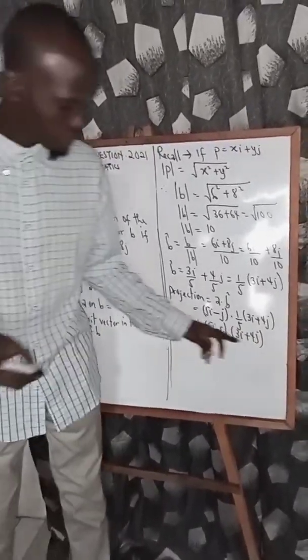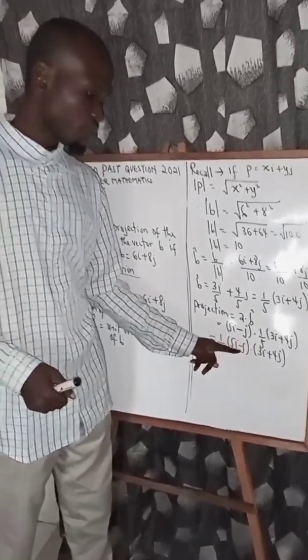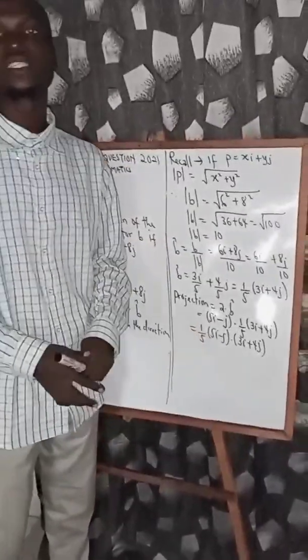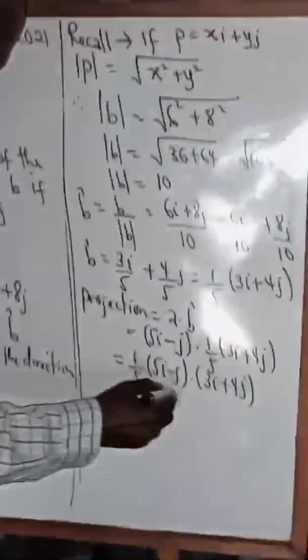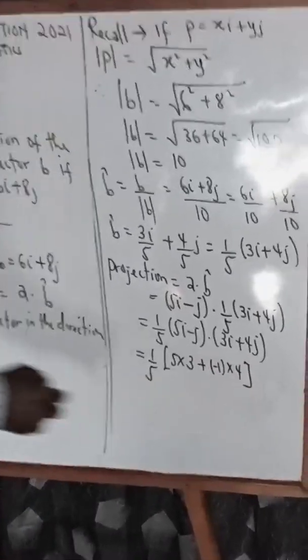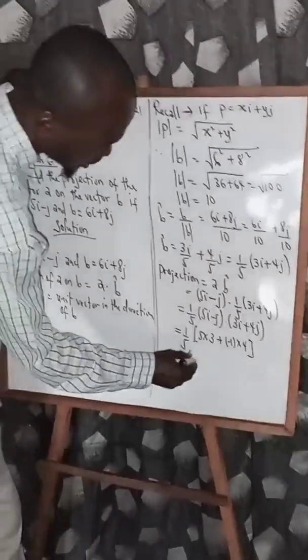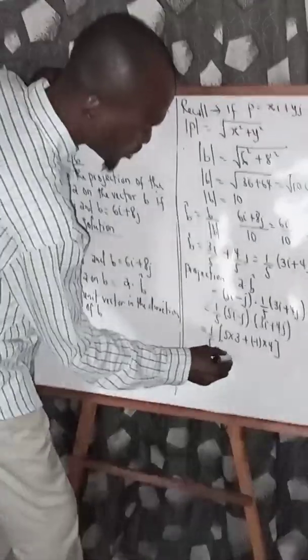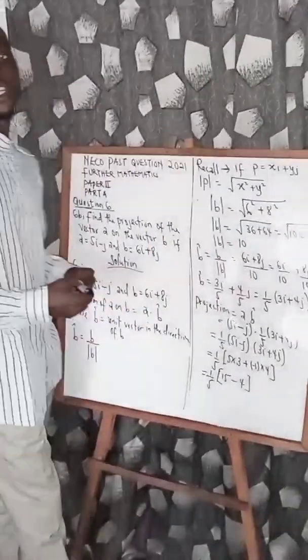Now, the dot product is very simple. Just say this times this plus this times this, that is, the coefficients attached to the letters i and j. So we are just going to multiply. That will give me 1 over 5 bracket 5 times 3 plus minus 1 times 4. We have a way of deriving that, but we don't have time to derive it now. That will give me 1 over 5 bracket 15 minus 4. So this is what I will simplify in order to get the projection.